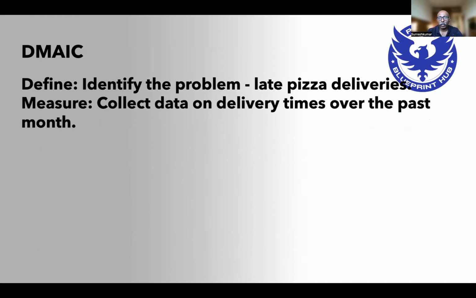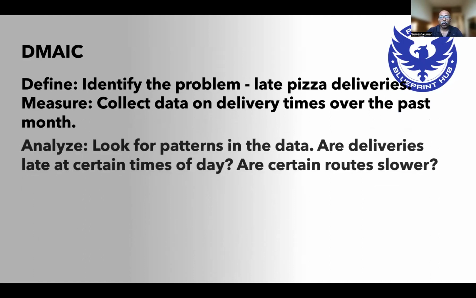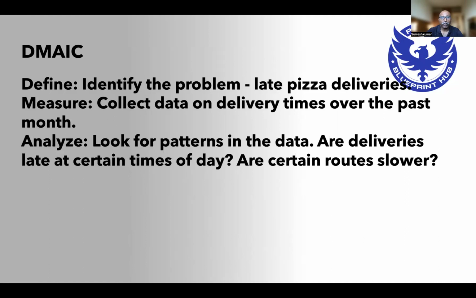We need to find out the routes, which areas, and how much time it takes on average. Analyze: look for patterns in the data. Are deliveries late at certain times of day? Are certain routes slower? Then we need to focus on those points. Where is the variance, in delivery times or at a certain route level?